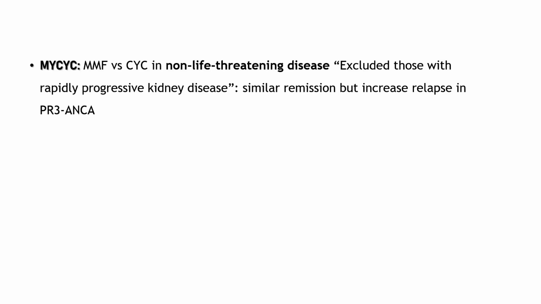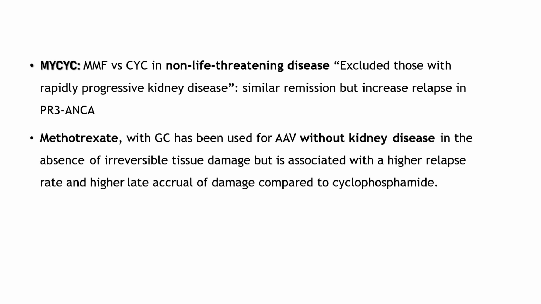And we have the MYCYC trial, where they compared MMF versus cyclophosphamide, but only in non-life-threatening disease. So they excluded patients with progressive renal disease, and they found that MMF could have similar remission if you started the patient with MMF versus cyclophosphamide, but there is increased relapse in PR3 ANCA. Again, methotrexate with glucocorticoid has been used for ANCA-associated vasculitis without kidney disease, in the absence of irreversible tissue damage, and this was associated with a higher relapse rate and a higher occurrence of damage compared to cyclophosphamide.